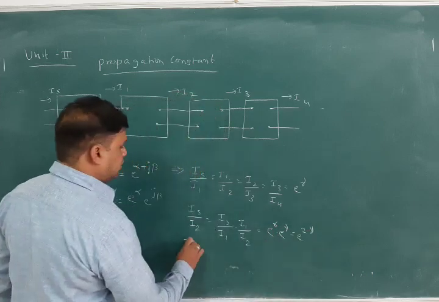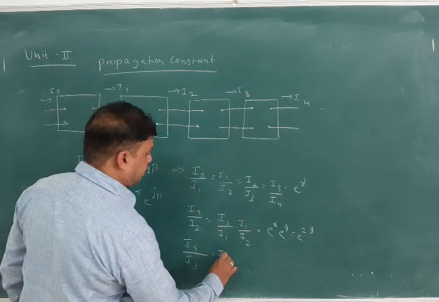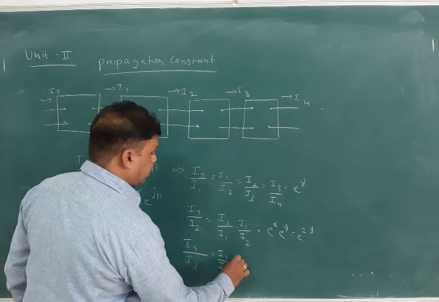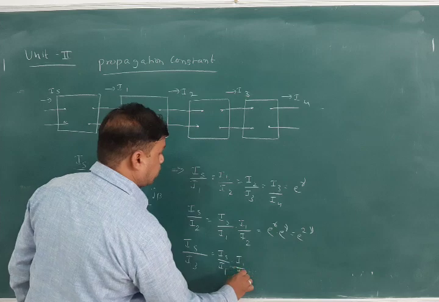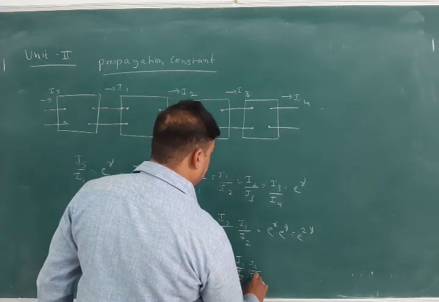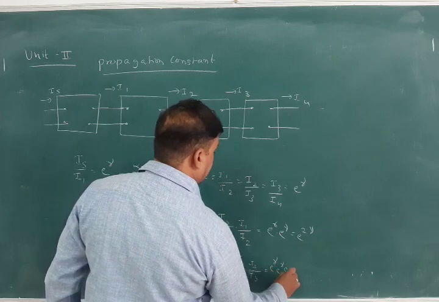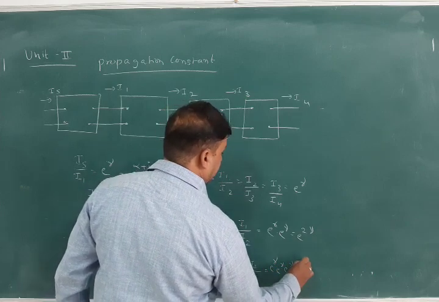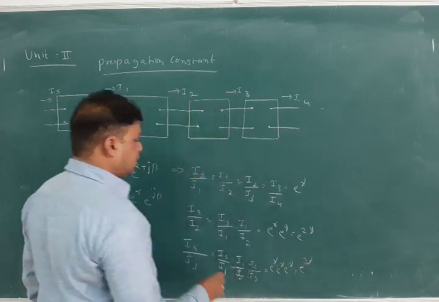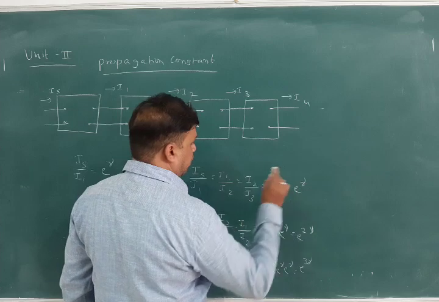If you want to write IS by I3, then it is IS by I1 into I1 by I2 into I2 by I3. Therefore, it is nothing but e power gamma into e power gamma into e power gamma, which equals e power 3 gamma. Like this, we are writing e power 3 gamma, e power 2 gamma and e power gamma here.